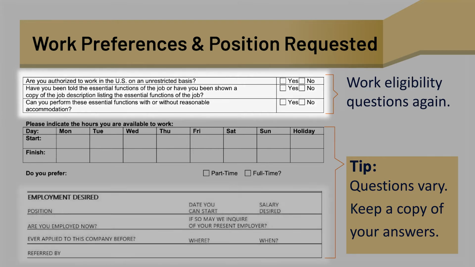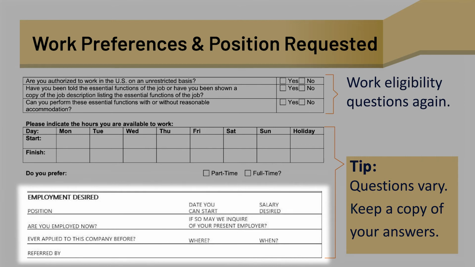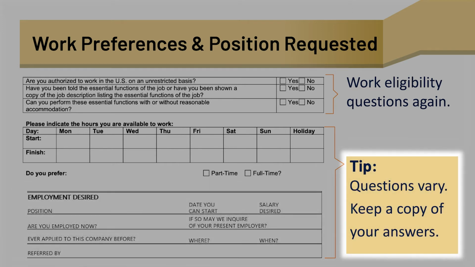It can also include a section where you list the positions you are applying for, date you can start, desired salary, whether you're employed or if the employer can contact your present employer to verify employment or for a reference. There may also be a question that asks if you have ever applied to the company before, and a question that asks if you were referred by anyone for the job. It's important to note that these questions may show up in other places, and you should be prepared to respond to them. There may be a completely separate section for employment eligibility.